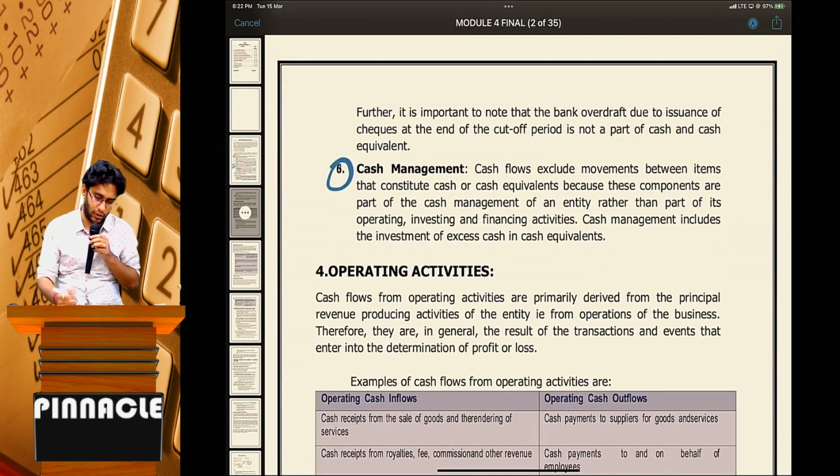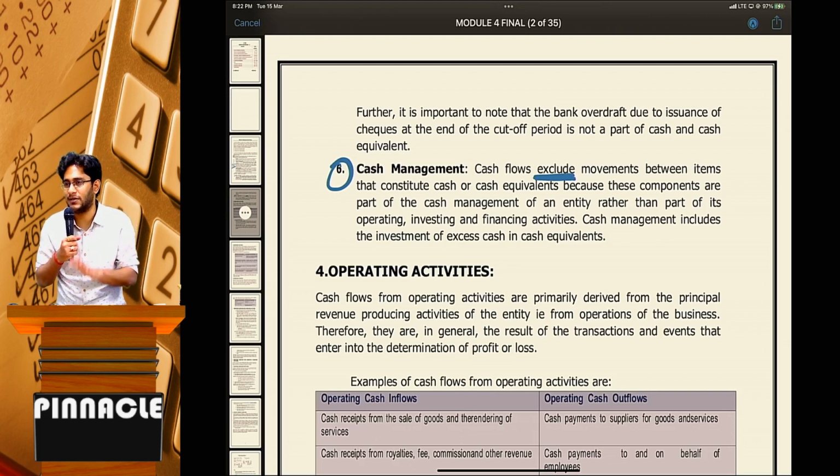That point you already told me. Cash flows exclude movements between items that constitute cash and cash equivalents. That means you took cash, 5 lakhs, and purchased treasury bills. Treasury bills are issued by the Government of India, RBI will issue. Highly liquid, absolutely safe, and that's a sure cash equivalent. Maturity also not exceeding 90 days. So a sure cash equivalent. Now what did it do, sir?